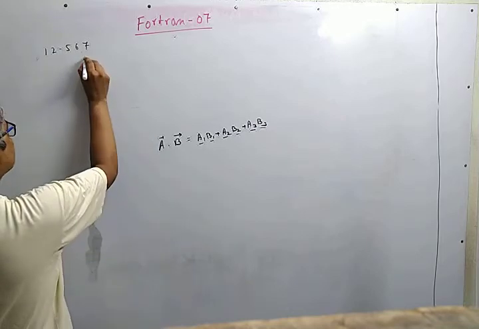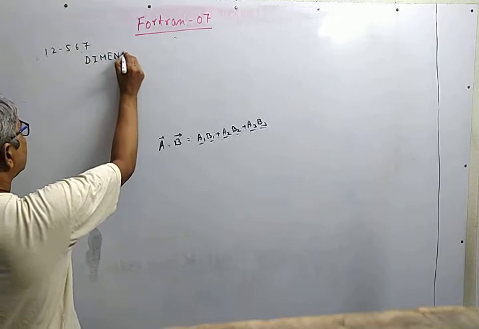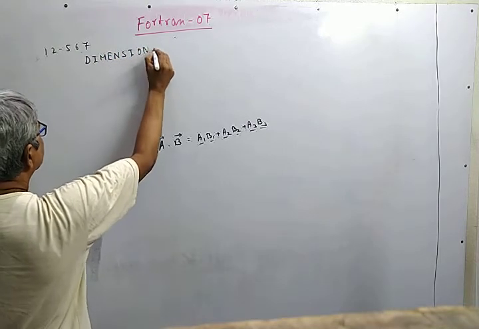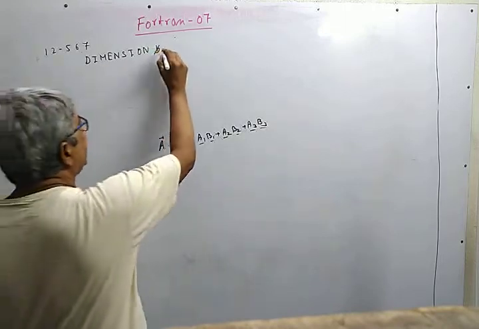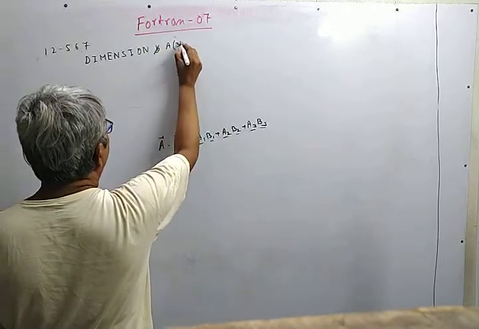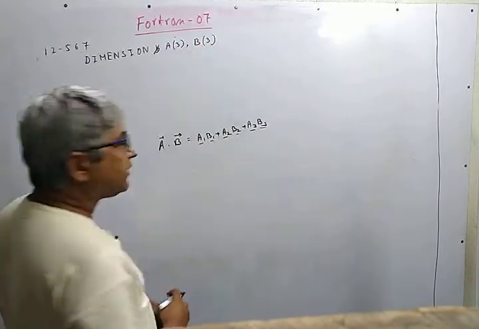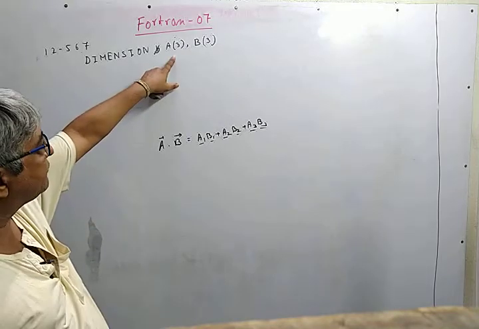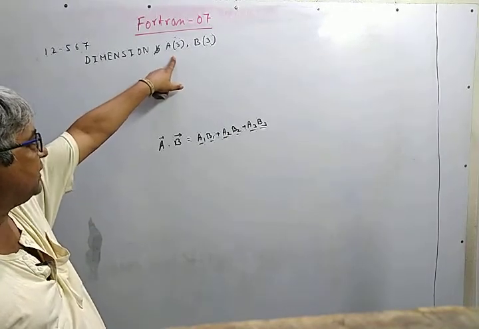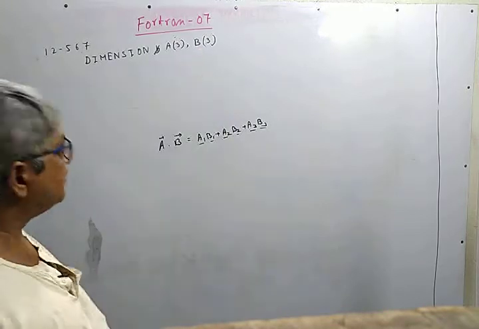At the beginning, first we write dimension. This dimension statement has to be written before any executable statement. So dimension A within bracket 3 comma B within bracket 3. Since both the variable names are starting with A and B, they are real variables. That means A is a real variable which can have at most 3 values, and B is another real variable which can have 3 values.